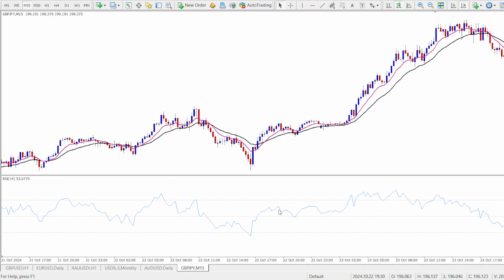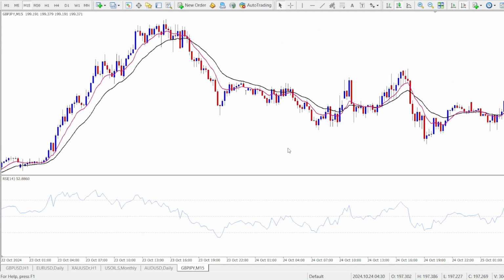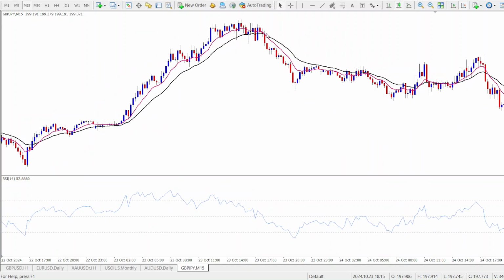Okay, now for a sell, we look for a bearish EMA cross, like what happened here. We look for a bearish EMA cross with the RSI below 50 but above 30, and we can see that happened here, right? So that was sell confirmation.